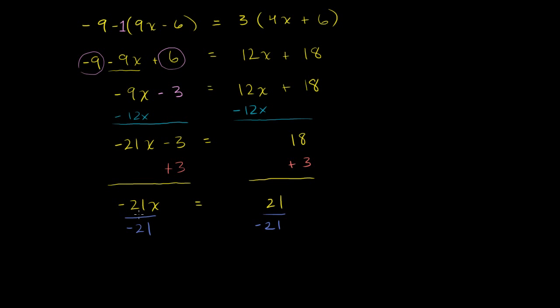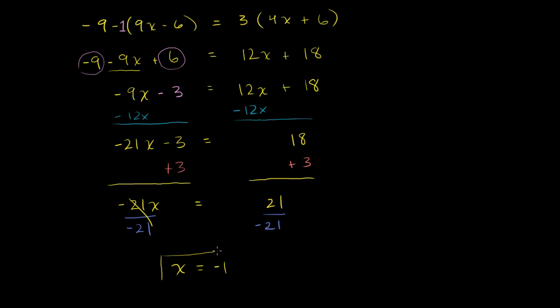The left-hand side, negative 21 divided by negative 21, you're just left with an x. That was the whole point behind dividing by negative 21. And we get x is equal to, what's 21 divided by negative 21? Well, that's just negative 1. You have the positive version divided by the negative version of itself, so it's just negative 1. So that is our answer.